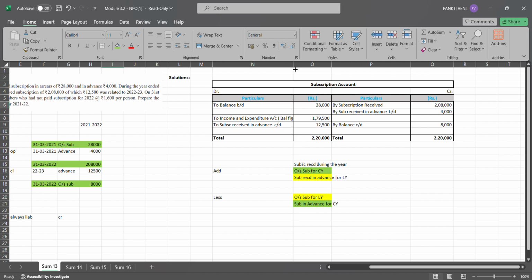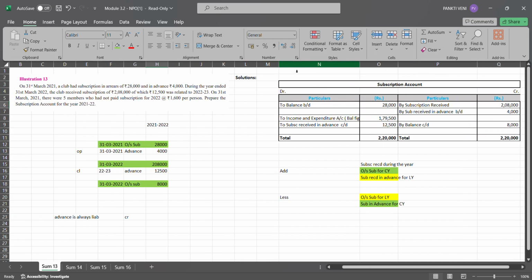Same way I noted down my outstanding. What is outstanding? Outstanding has a debit balance. That is my income.